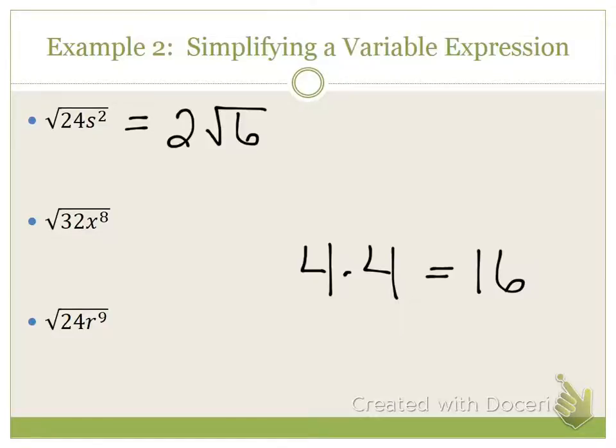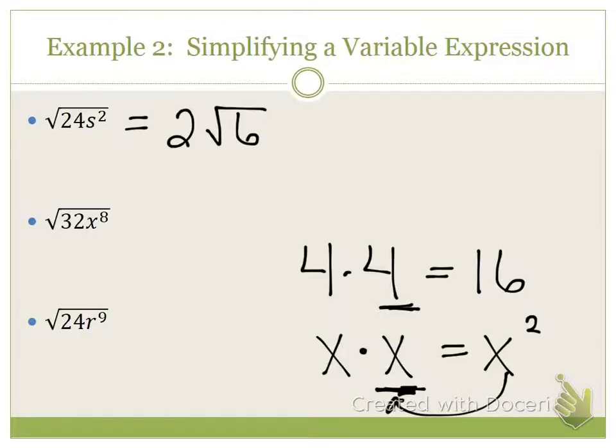So now let's look at x. X times x is x squared. So the square root of x squared is just x, in the same way that the square root of 16 was just 4. Does that make sense? Okay? The square root of x squared is x, the same way that the square root of 16 is 4.